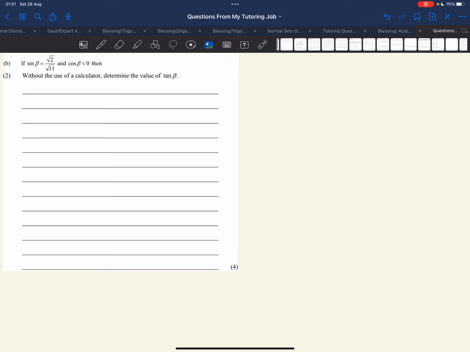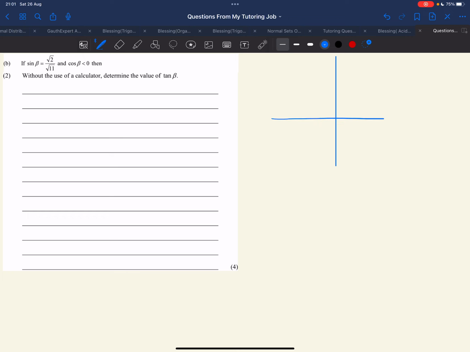Okay, right now in question B2, they say that without the use of a calculator, determine the value of tan beta. Now, from our previous question, we determined, let me draw the Cartesian plane. Let me extend the line there. Remember from our previous question, we determined that the angle of beta is going to be in the second quadrant, right? Then we're going to draw a right angled triangle in that quadrant there.